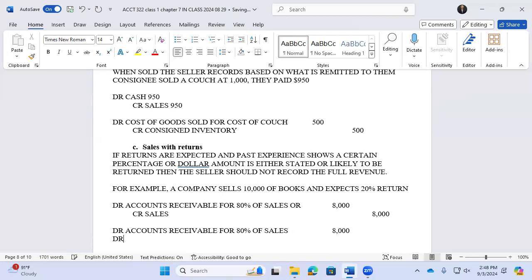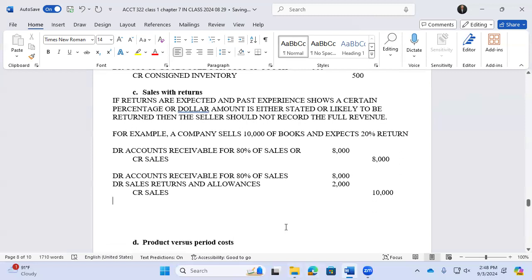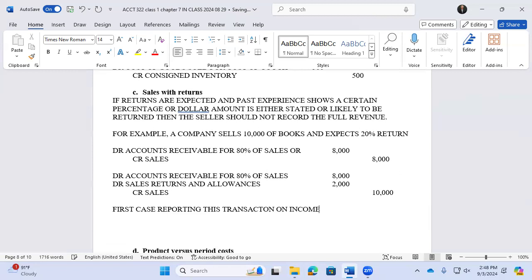And then you'd have a debit to sales, returns, and allowances of 2,000. And then a credit to sales of 10,000. And so both of these will essentially, on the income statement, provide you the same thing. So first case, this transaction on an income statement.